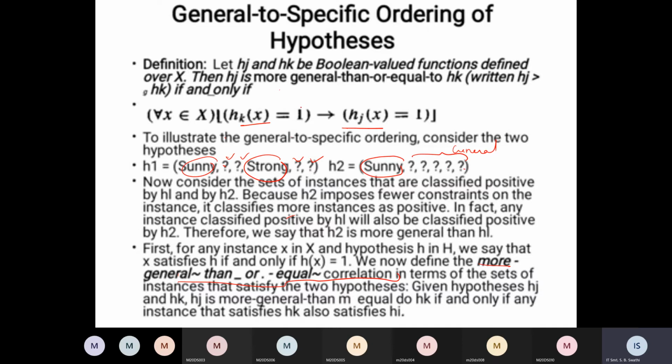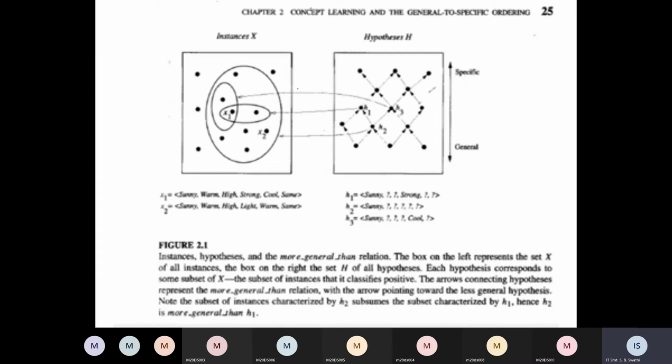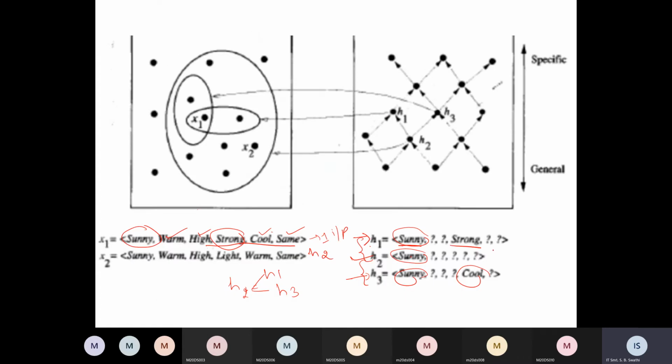Right, and so here now H2 is having less constraints. That means H2 is general. H1 is having more constraints, meaning two attributes are fixed. This is specific. H3 is also specific when compared to H2.